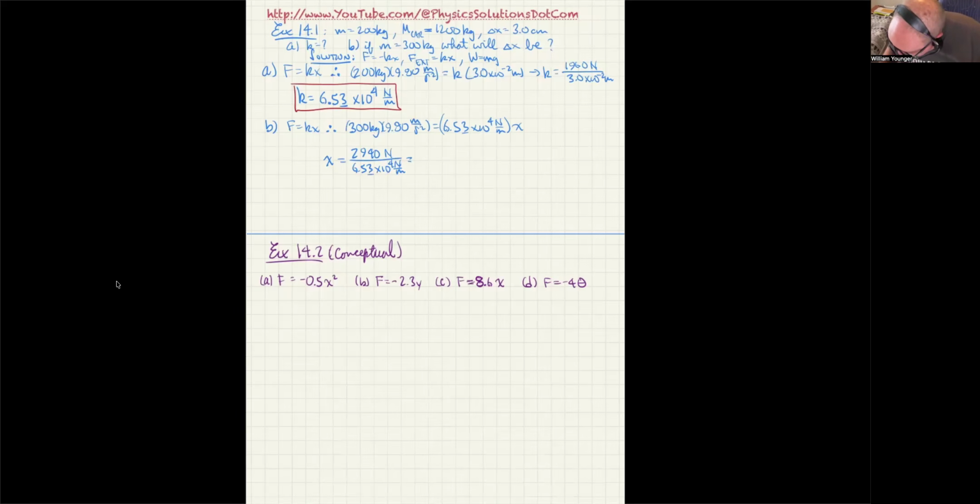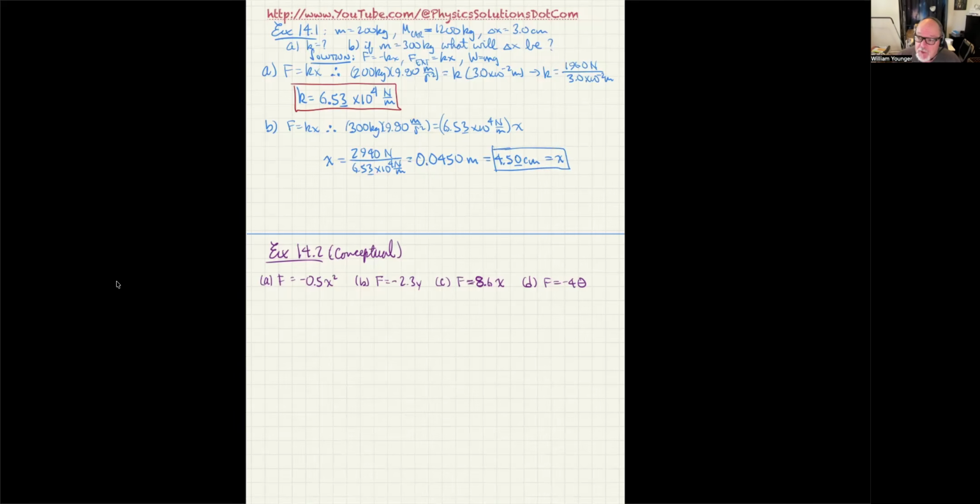So I'm going to take this 2,940 and divide it by 6.53 times 10 to the fourth, and that's going to give me 0.045 meters, which is 4.50 centimeters. Notice that's also completely consistent with what we expect when we realize the force is directly proportional to the X, or the X is directly proportional to the force.